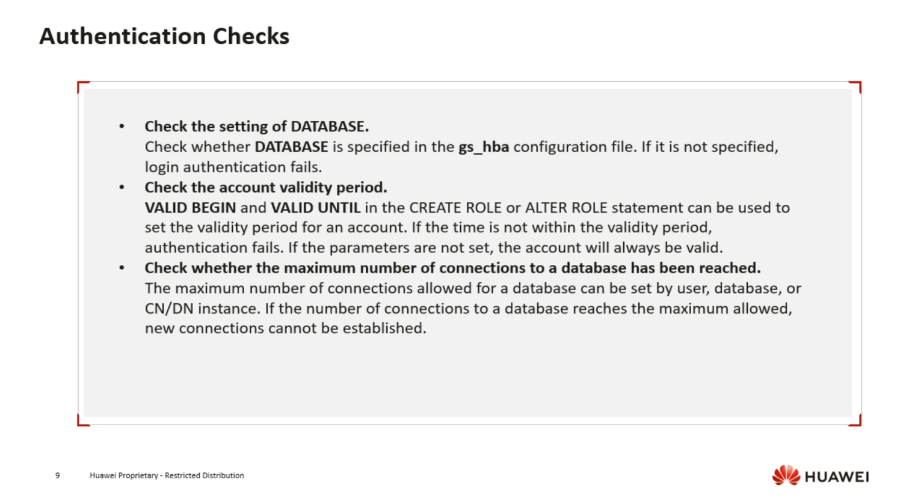In database check, we verify the correctness of the target database being connected to. For user validity period, we check if the user validity period is still alive. The validity period can be configured using the valid begin and valid until keywords when creating a role, with no restriction by default. Maximum connection limit validates against the max connection parameter, which restricts creating new connections once the maximum limit is reached.